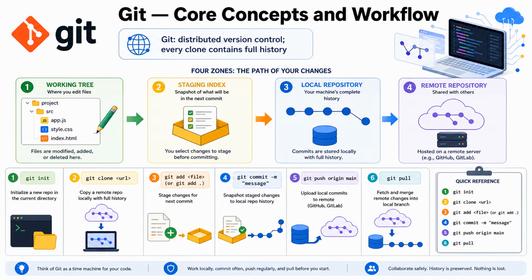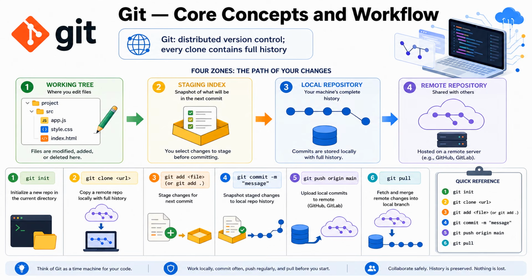Look at the workflow pipeline diagram on screen. It shows 4 zones from left to right, and understanding this pipeline is the key to understanding Git. Zone 1, the working tree. That's your file system, the directory where your Python scripts live, and where you're actively making edits.